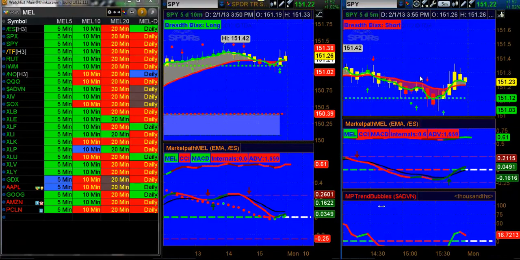And again, they're going to be following institutions, and here it's showing you the breadth is short. The breadth has to do with the internals, or what institutions are doing. Here you can see it's telling you to be looking on the short side, but on the 10-minute chart, it's saying to look on the buy side.